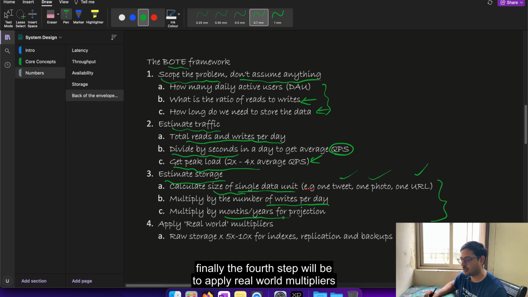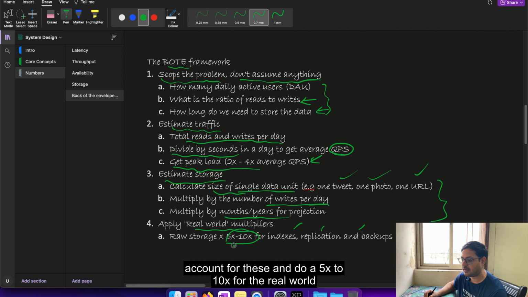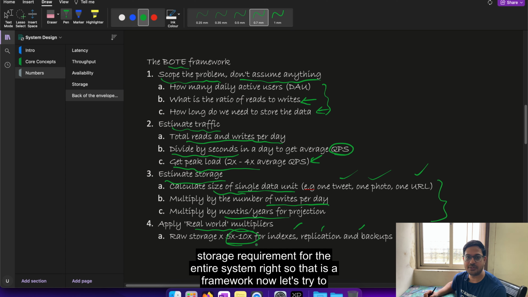And finally, the fourth step will be to apply real world multipliers. So just storing something will not be enough. In the real world, we will need to do backups, we will need to do indexing, we will need to do replication, and many other things, right? So always account for these and do a 5x to 10x for the real world multipliers, and that will give you the whole scope of the storage requirement for the entire system, right? So that is a framework.